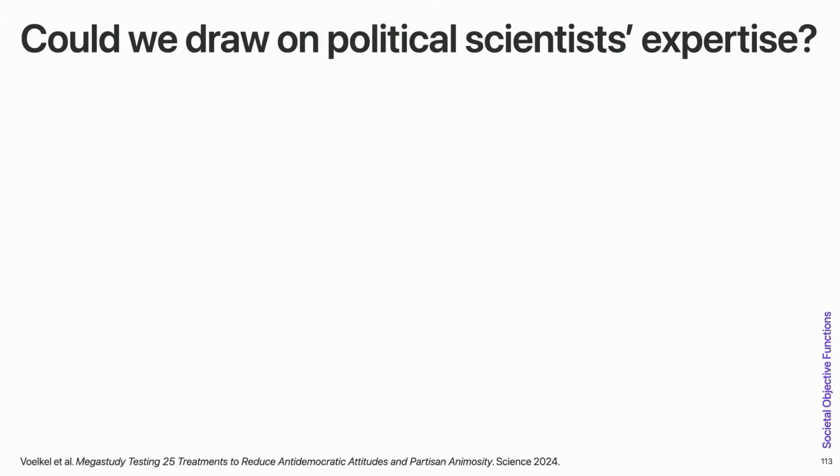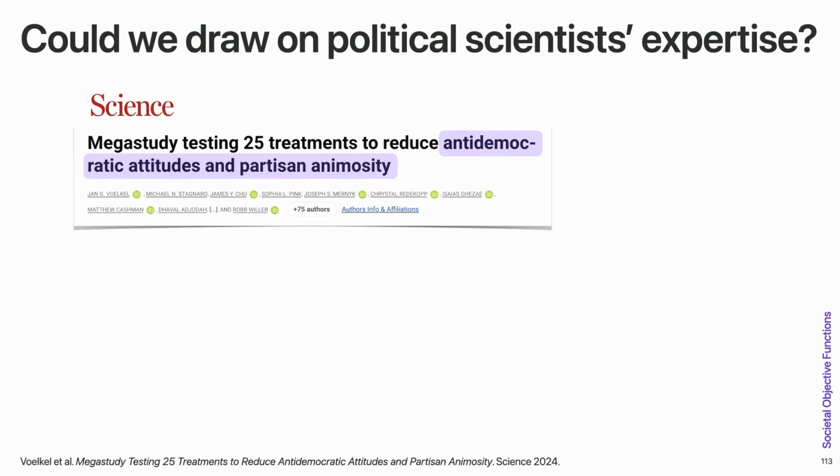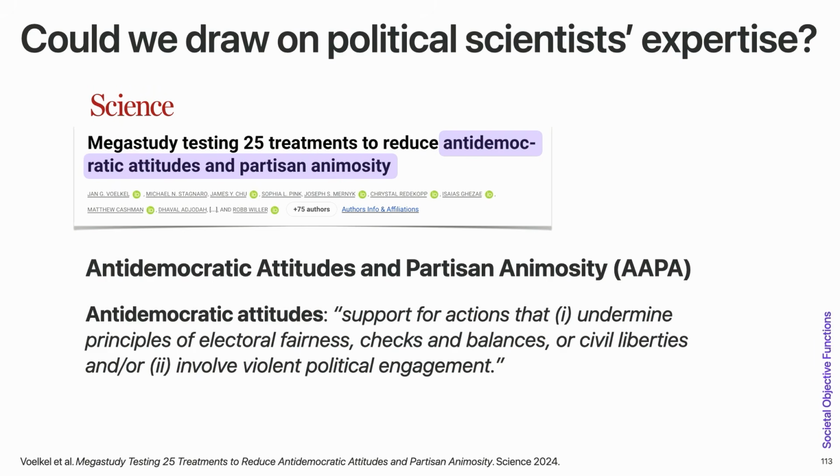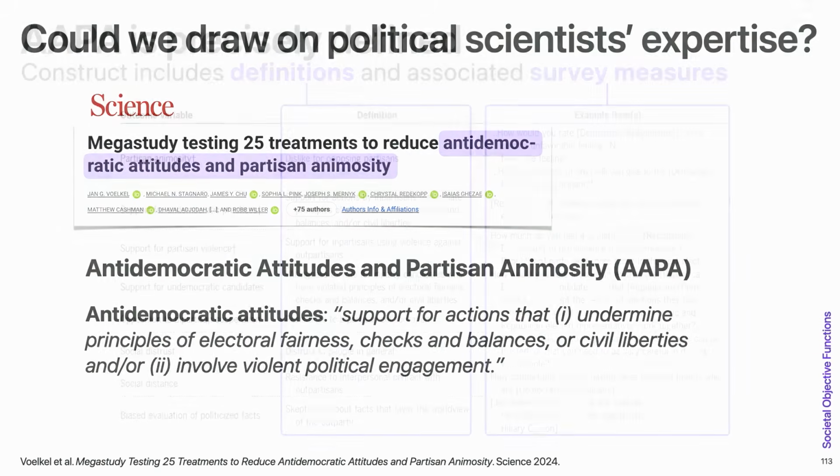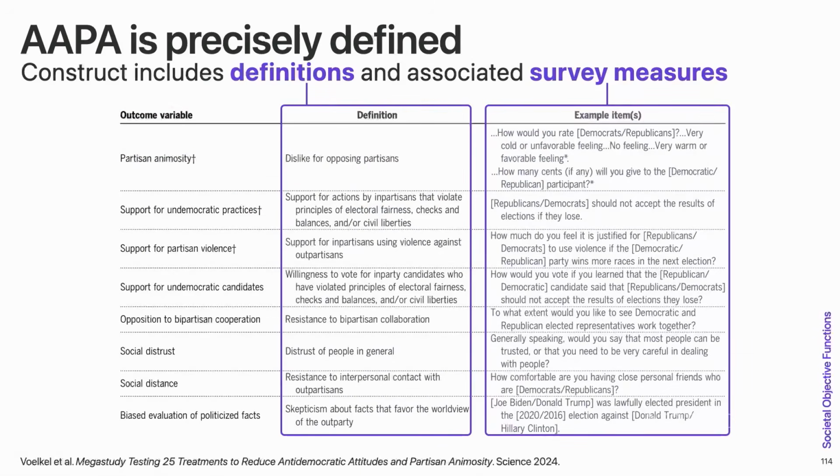Well, political scientists are, of course, experts about threats to democracy. Could we draw on their expertise? For example, a recent mega study published in Science had major results on reducing partisan animosity. And they looked at things like interventions such as videos and educational activities. And in that work, they defined a construct of anti-democratic attitudes and partisan animosity, or APA, and that was used to assess these behavioral outcomes. And there's a lot of detail here, but the construct had 8 dimensions that were things like opposition to bipartisan cooperation. They each had a definition and associated survey measures.